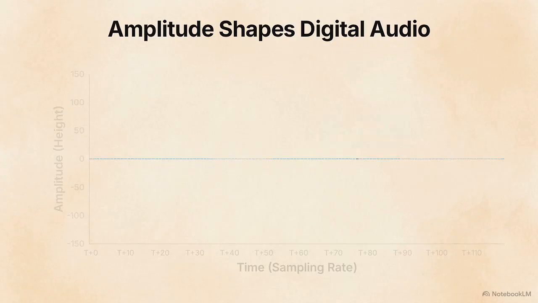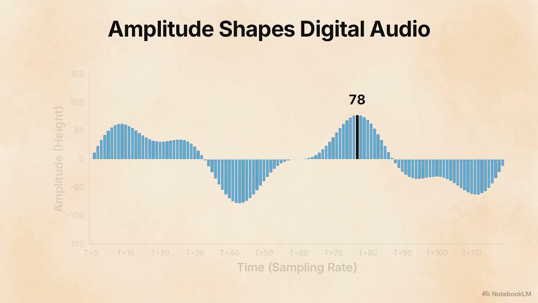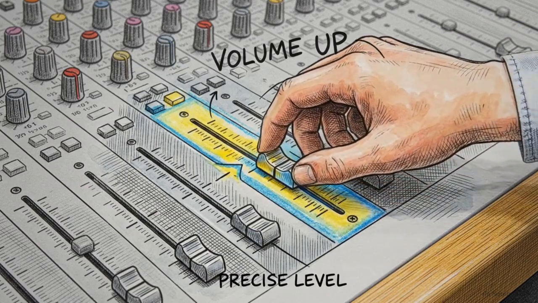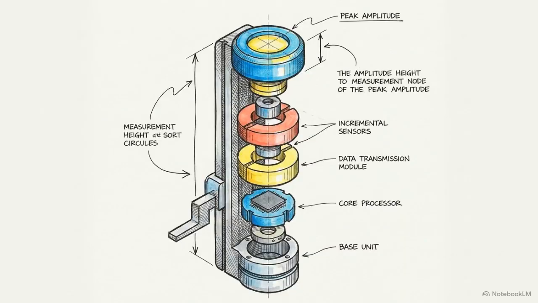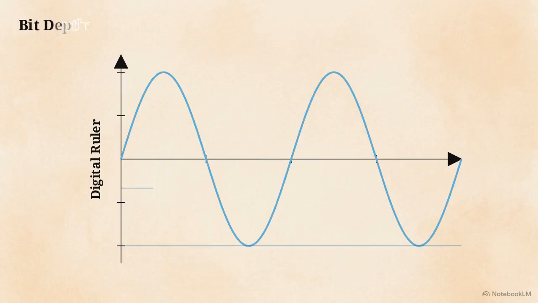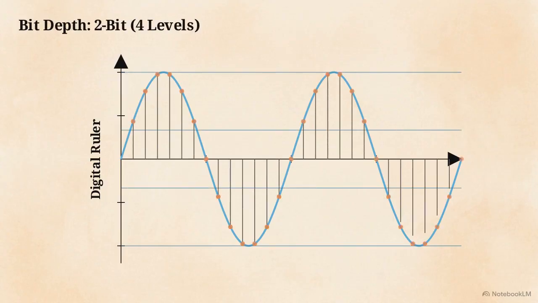To actually see the wave, the computer also needs to know exactly how tall each of those 44,000 steps needs to be. At every single one of those snapshots, the computer measures the exact height of the sound wave at that moment. In audio, we call this height the amplitude. To get this measurement right, the computer uses a vertical digital ruler. The precision of this ruler is defined by its bit depth. The more bits we have to work with, the more markings we can fit onto the ruler.